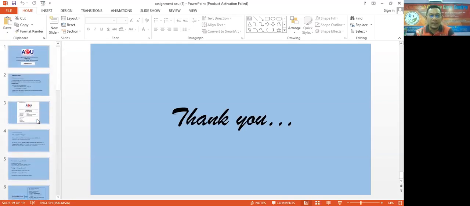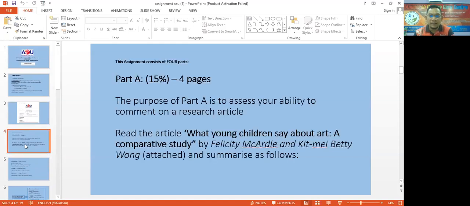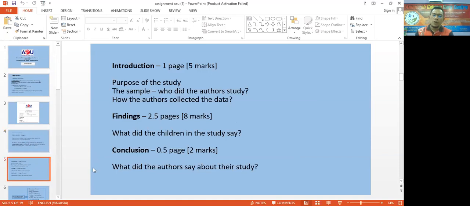Before I leave, I think it's better for you to refresh again. Part A, 15 marks, 4 pages. What to do? You need to read the article, What Young Children Say About Art: A Comparative Study. Read it at least two or three times to understand. Then use this format: introduction, finding, and conclusion.